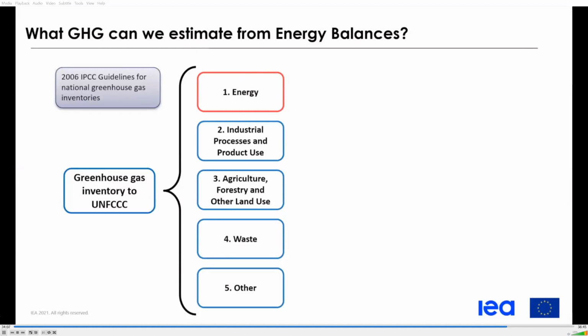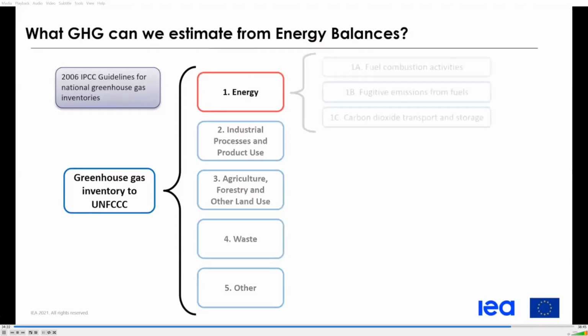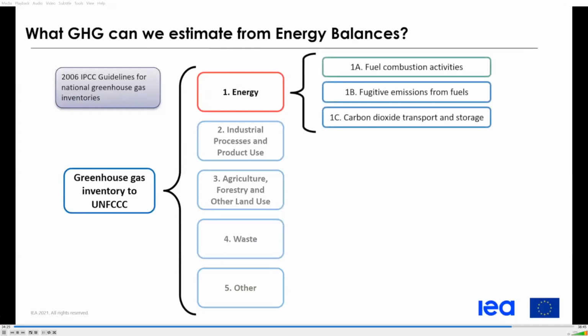It's important to note that according to the IPCC guidelines, countries report their emissions under 5 different categories, as listed on the page. IEA deals with category 1, which corresponds to energy-related emissions only. Moreover, the energy-related emissions are divided into 3 subcategories under the guidelines. And the IEA estimates cover category 1A, which corresponds to the CO2 emissions resulting from fuel combustion only.